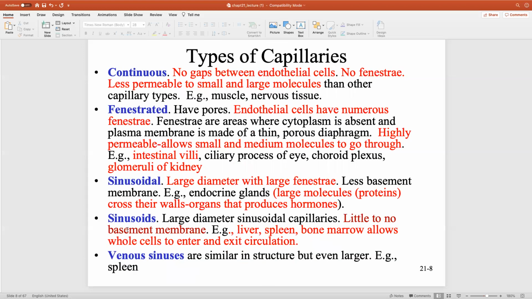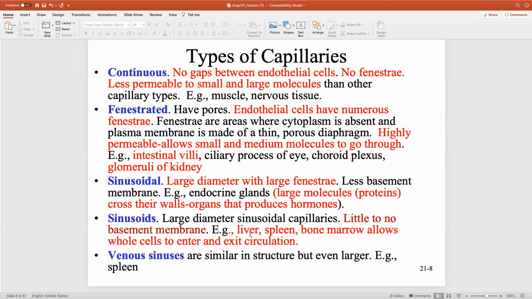Now, the largest type of capillaries are sinusoids. These sinusoids have little to no basement membrane. Large diameter sinusoidal capillaries. So huge sinusoids, right? And it looks like it has a little bit of the actual capillary punched out of it. So where do we see sinusoids? In areas where we are going to be producing or removing whole cells.